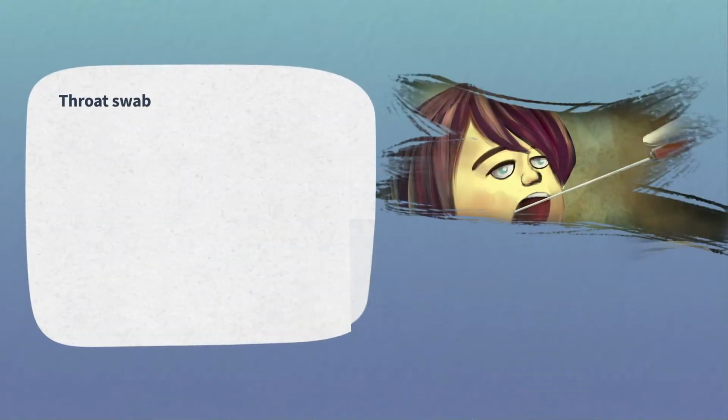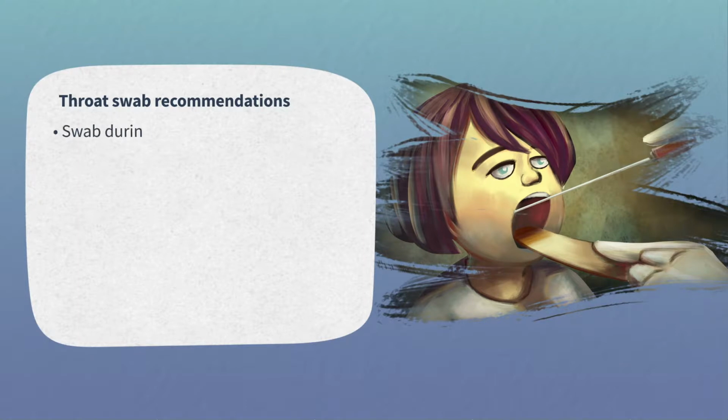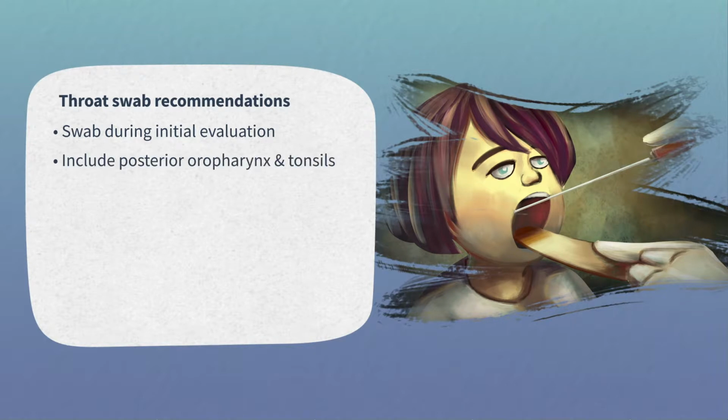A throat swab for Group A strep is recommended during the initial diagnostic evaluation for PANS, regardless of the presence of clinical pharyngitis or the severity of neuropsychiatric symptoms at that time. A throat swab should also be performed both during exacerbations of neuropsychiatric symptoms and during episodes of pharyngitis. To test for strep, the throat swabbing should be vigorous and must include the posterior oropharynx and tonsils.